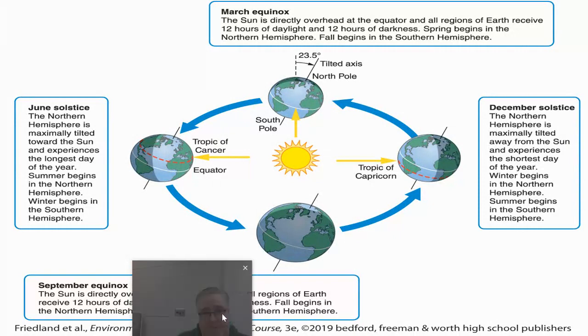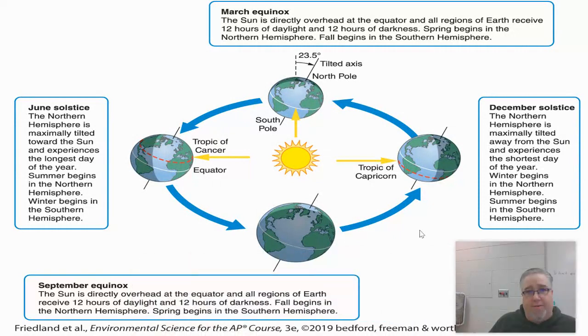There are a couple of terms here that I want you to be familiar with. We're going to start over here on the left. This is what we call the June solstice. This is the time of the year, the 365-day cycle, where the northern hemisphere is tilted at its maximum towards the sun. Now, usually that's around June 20th or June 21st, somewhere in there.